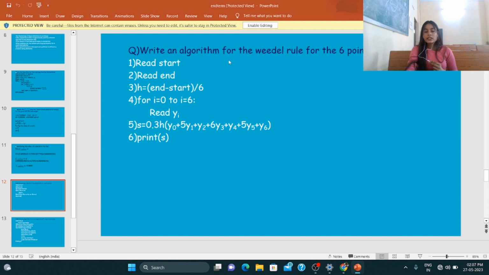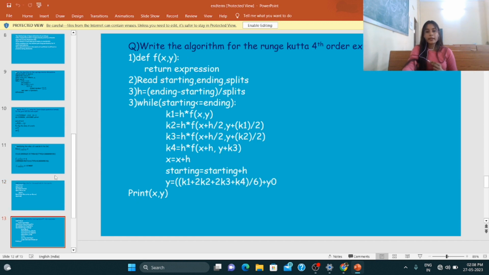The next question is write an algorithm for the Weddle's rule for the 6 points. The first step will be read start. The second step is read end. In the third step, h is equal to end minus start whole upon 6. In the fourth step, for i equals to 0 to i equals to 6, read y i. And in the fifth step, s equals to 0.3h of y0 plus 5y1 plus y2 plus 6y3 plus y4 plus 5y5 plus y6. And the last step is print s.